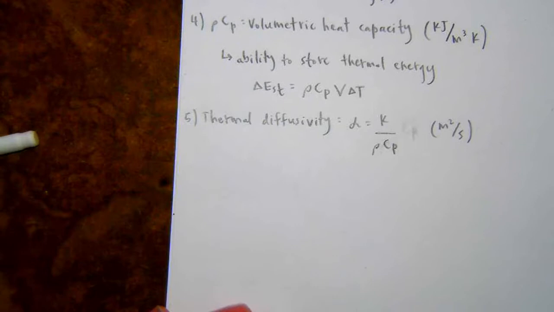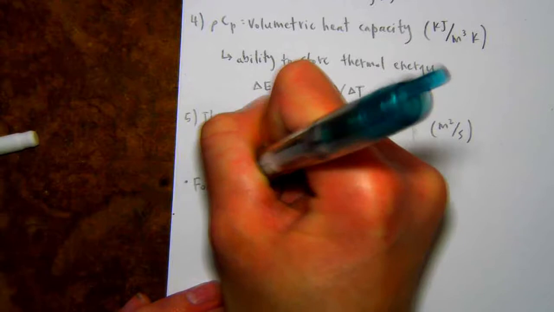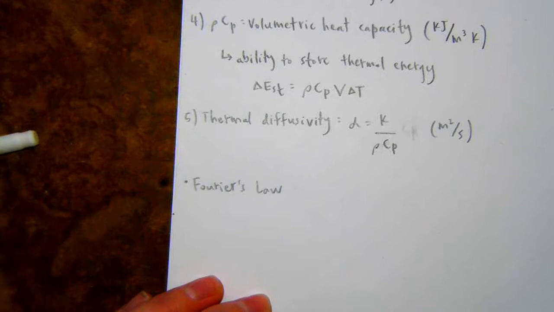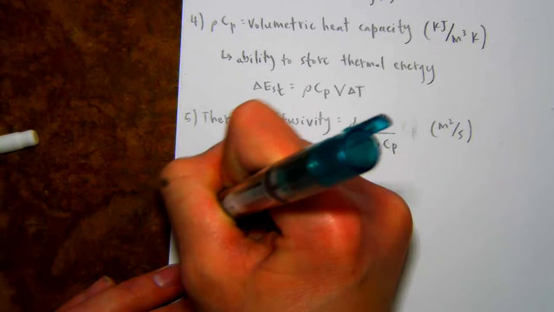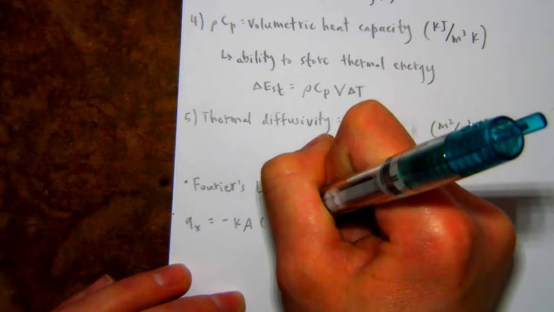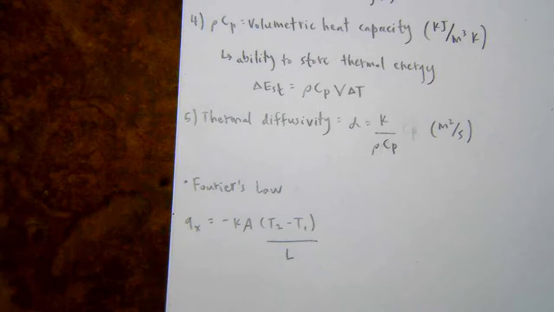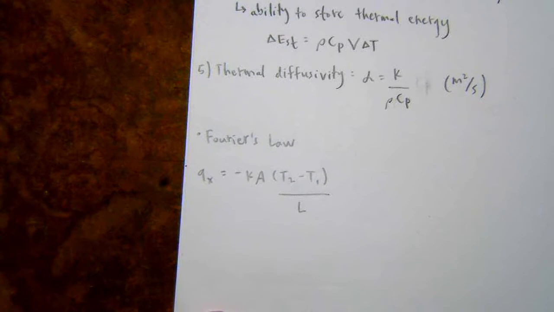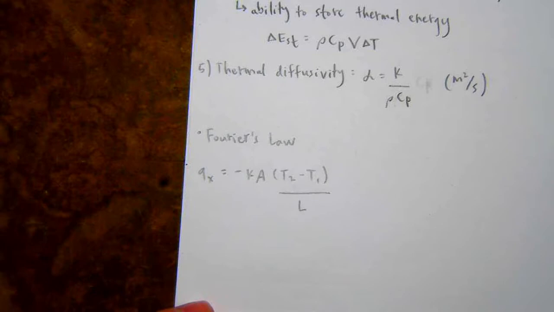Okay, so we'll go back to Fourier's law now that we know a little bit about the variables that are in it. Here we have delta T, a temperature difference T2 minus T1 over a certain length. Because heat is always transferred from a hotter side to a colder side, you have heat going from the hotter to the colder. Sorry, T2 is the hotter, T1 is the colder. Oh, that's why I had that confused.